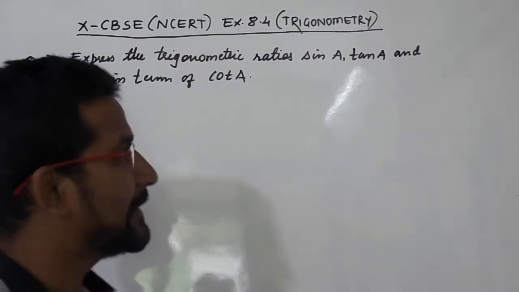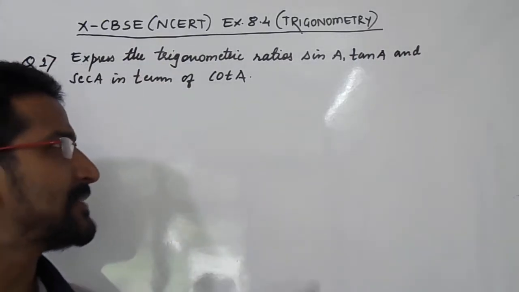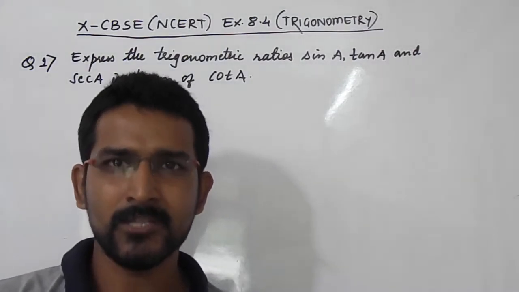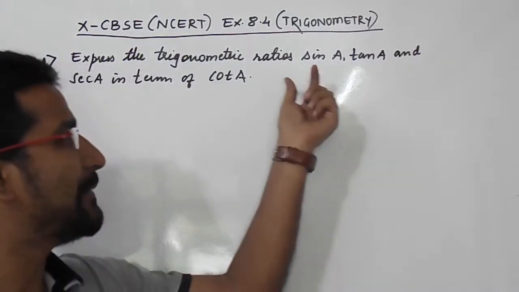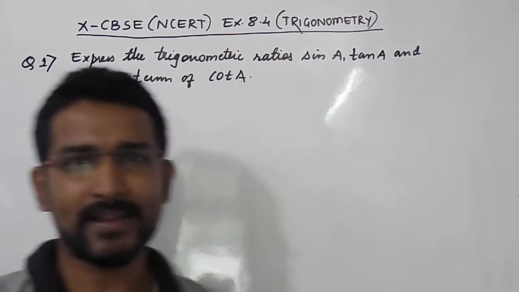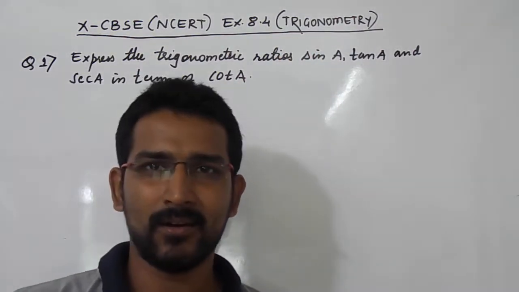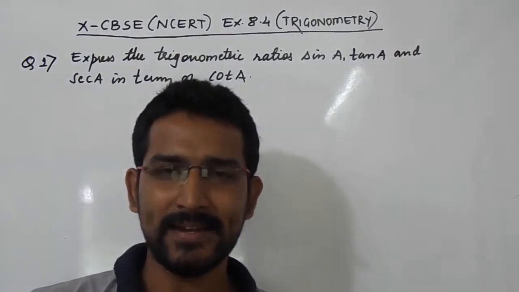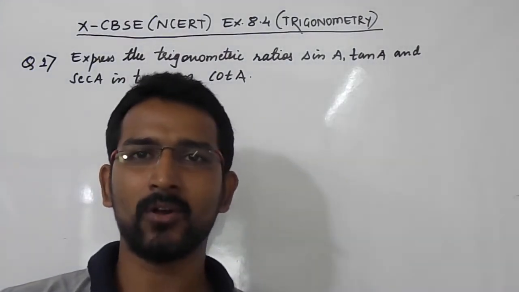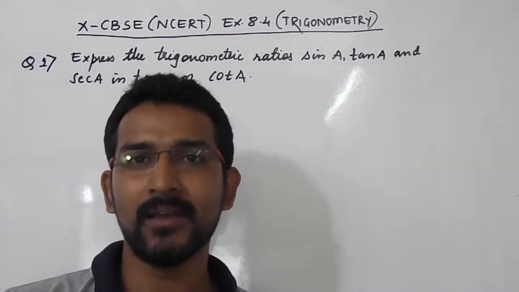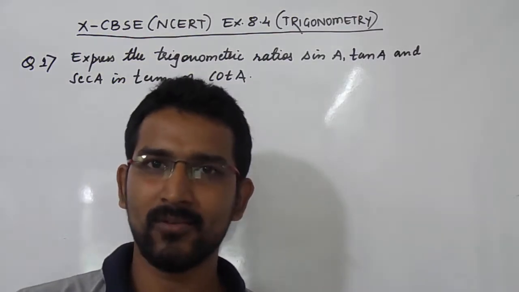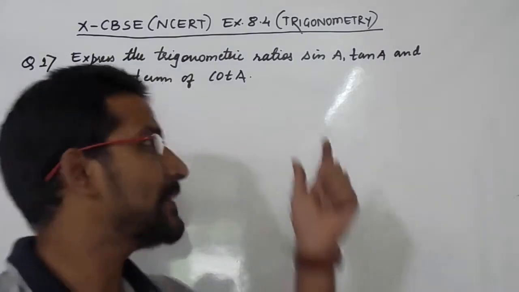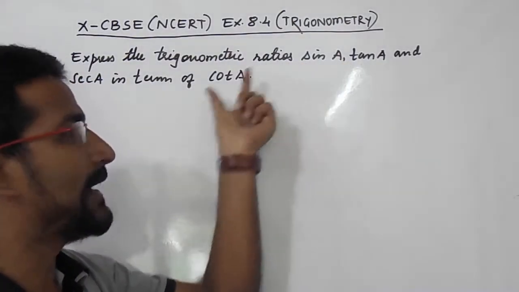As we have already seen different identities, sine and cot are not directly related to each other, so we have to find another way. For example, sine and cosec are related, that is cosec theta is equal to 1 upon sine theta. And we have studied one identity that relates cosec theta and cot theta, and that identity was 1 plus cot square theta is equal to cosec square theta. So we'll use that identity and we can relate sine and cot.